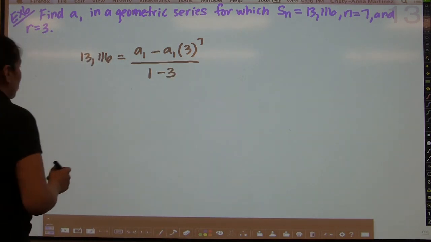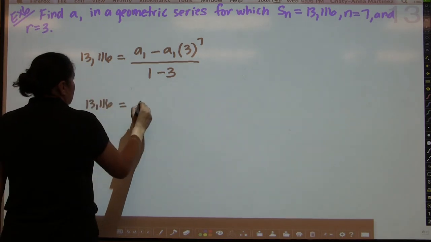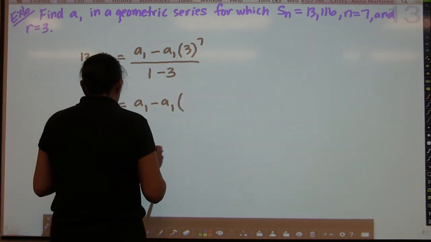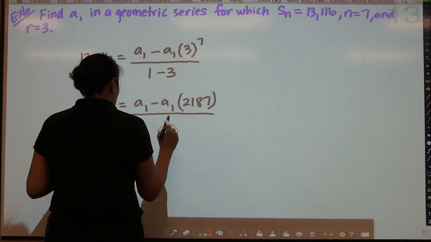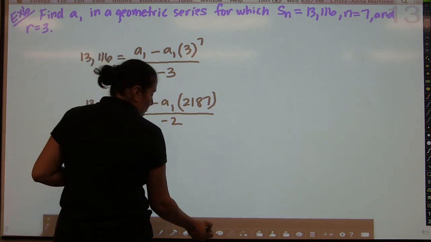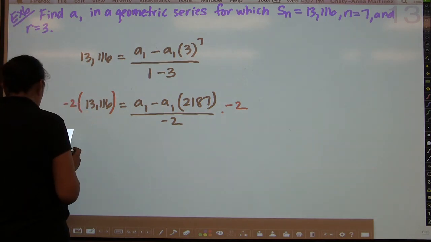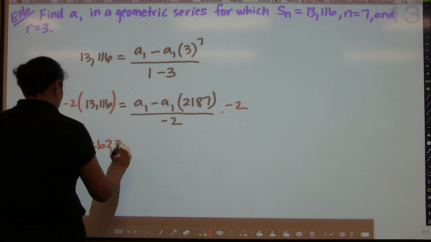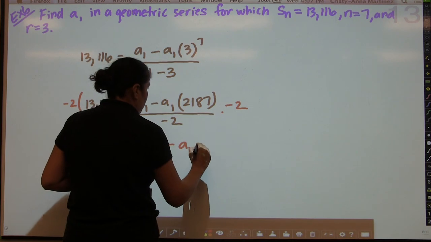So now what we're going to do is we're going to get 13,116 equals a sub 1 minus a sub 1 times 3 to the 7th power, which is 2,187, divided by negative 2, because 1 minus 3 is negative 2. And then we can multiply both sides by negative 2, and that's going to give us negative 26,232 equal to a sub 1 minus a sub 1 times 2,187.